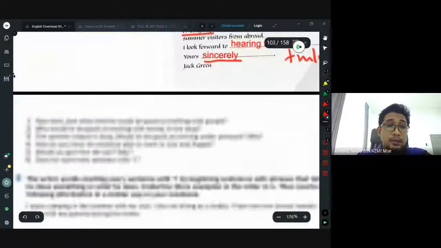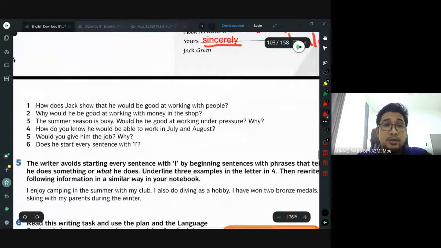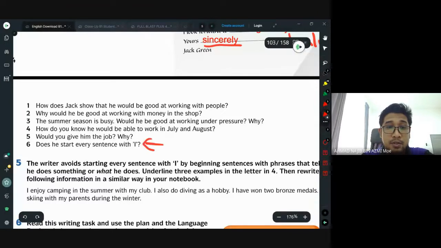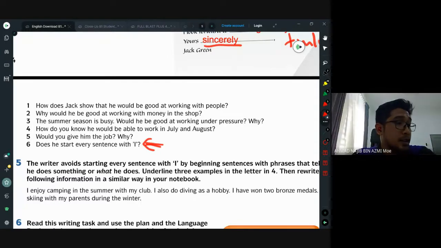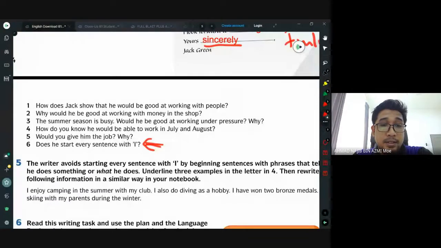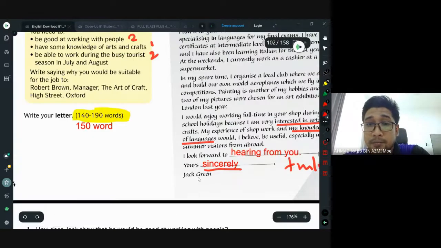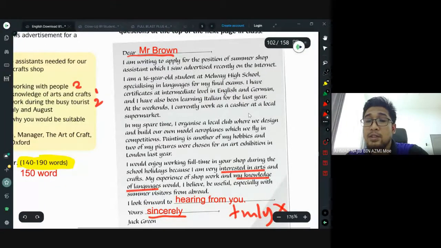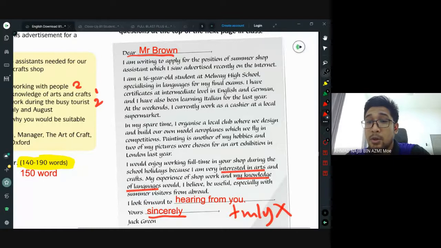Okay, we have discussed this secara tak langsung tadi, 1 to 5. But we'll just look at question number 6, this one, on page 105. Please read the letter again. Does this person, Jack, does he start every sentence with I? The first paragraph, he did start with I am writing to apply for the position. But I'd like you to read the rest again. Does he start all the sentences with I? And try to find sentences which do not begin with I when he's talking about himself.